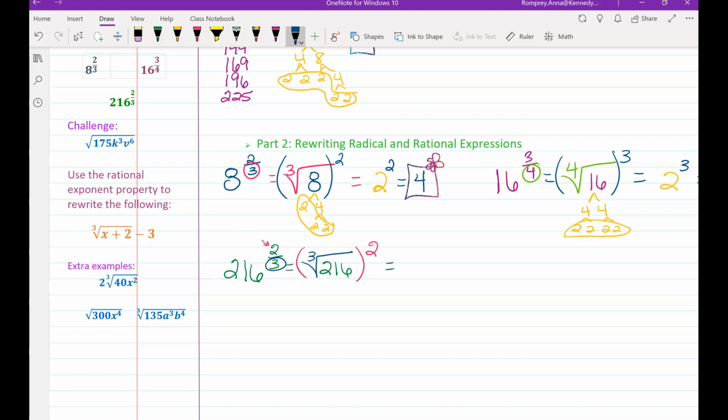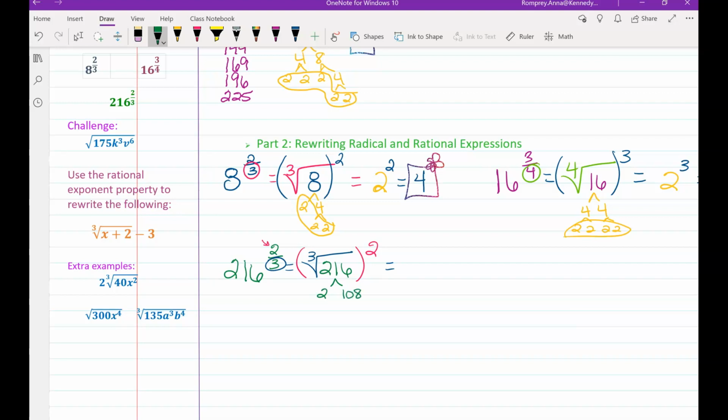So cube root of 216, let's see, we need to break this down. Now I know what it is because it was one that we listed, but again, if you're like, I'm not going to know that offhand, then you start breaking it down. 216, I don't know off the top of my head, but it is an even number, so I definitely know that 2 goes into it. So if I put a 2 into it, that's going to give me 108.